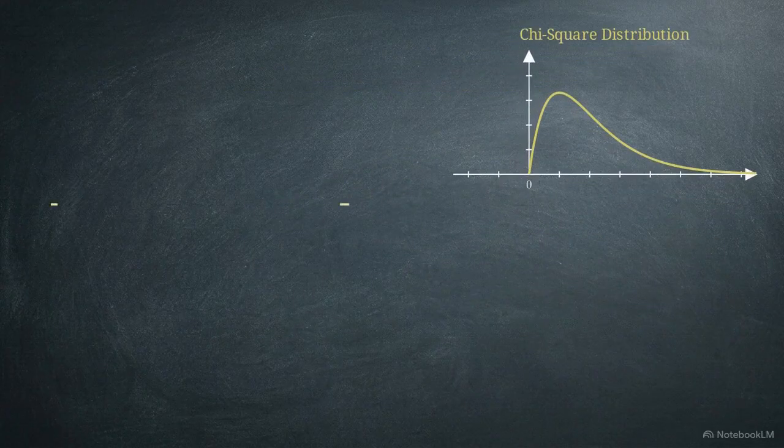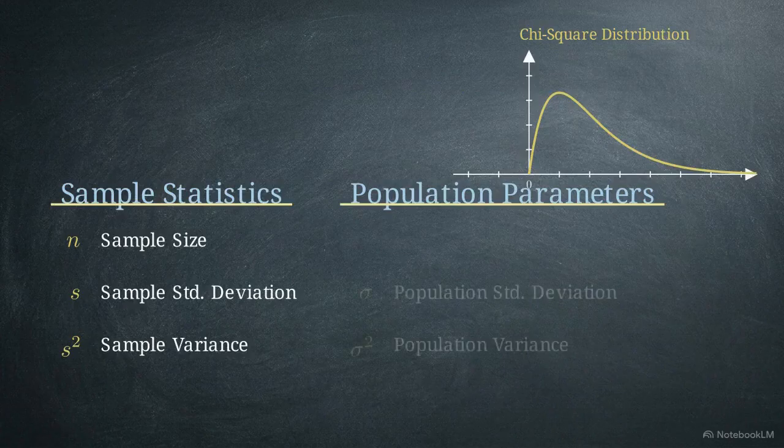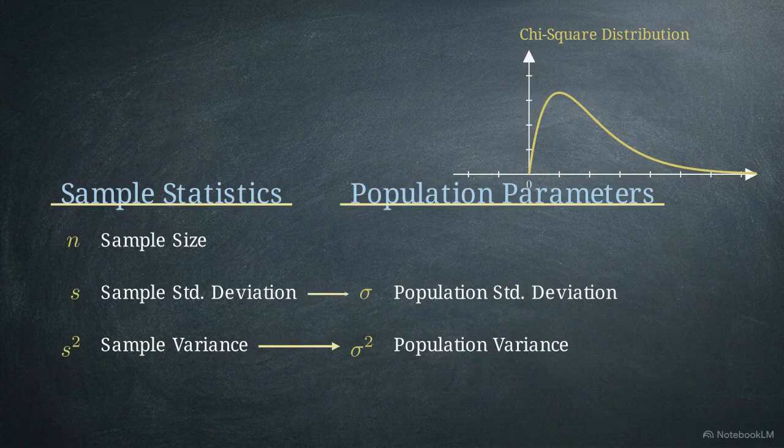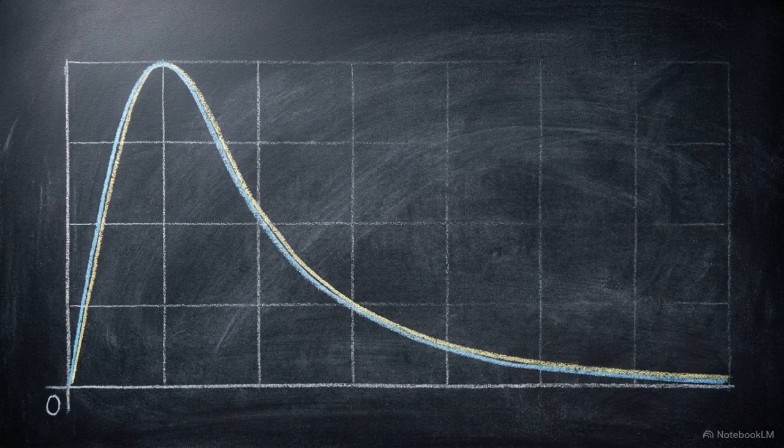Before applying it, we lock in notation. Sample size n, standard deviation s, and variance s squared map directly to population parameters, sigma and sigma squared. Analyzing standard deviation accurately requires shifting into a non-negative, right-skewed statistical framework.